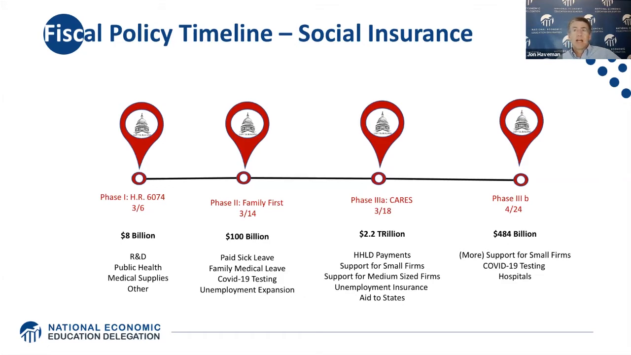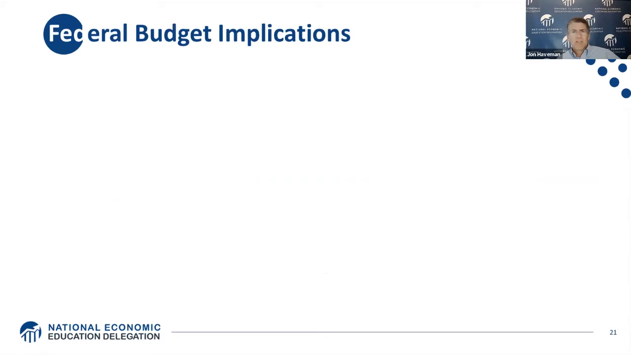That said, this is a lot of money. This is about $3 trillion worth of spending. A lot of it will come back because a lot of the paycheck protection money will turn out to be loans, or there are a lot of companies that took it that didn't need it and will just give it back at the end of the day or have already given it back. Nonetheless, it's going to have pretty significant federal budget implications, right?